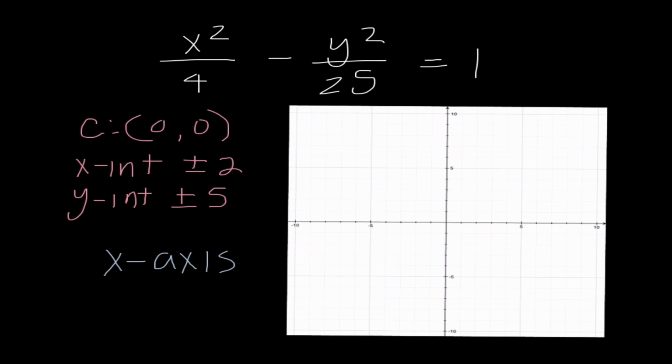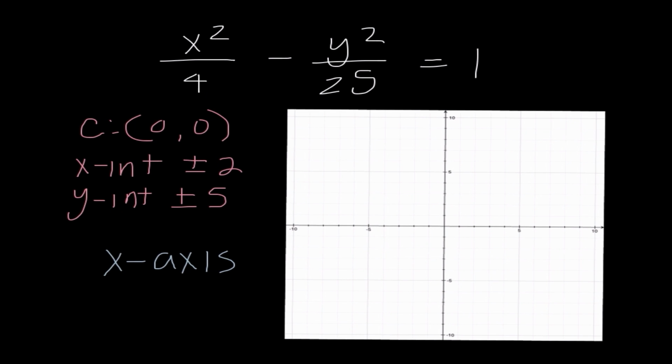So when I get my graph out here, I'm going to go ahead and start at 0, 0 and move to the right 2, and then up and down 5. I also moved to the left 2. I just am too quick.